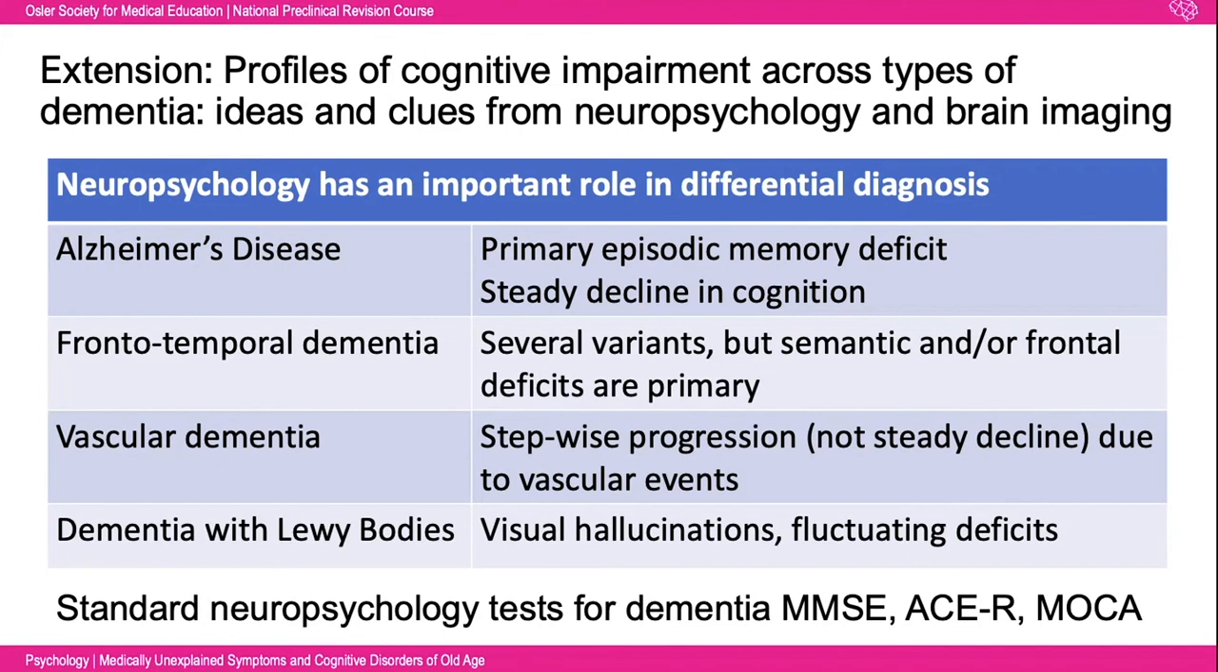So this means that patients struggle with frontal tasks, for example, things like categories. And a particular problem that people with frontotemporal dementia would struggle with is if they were asked to tell you words beginning with a certain letter. So in vascular dementia, rather than a steady decline, you see a stepwise progression due to vascular events. And in dementia with Lewy bodies, there are visual hallucinations and fluctuating deficits, which differentiates it from Alzheimer's.